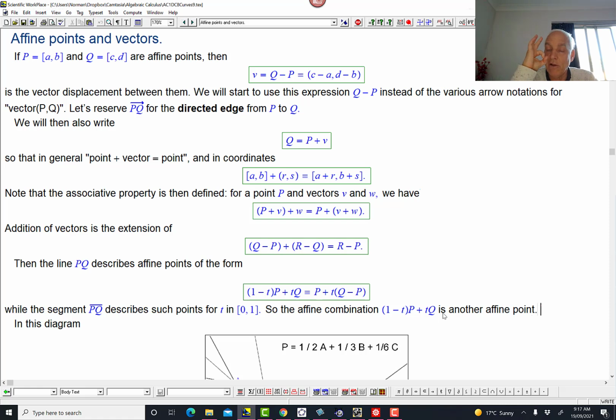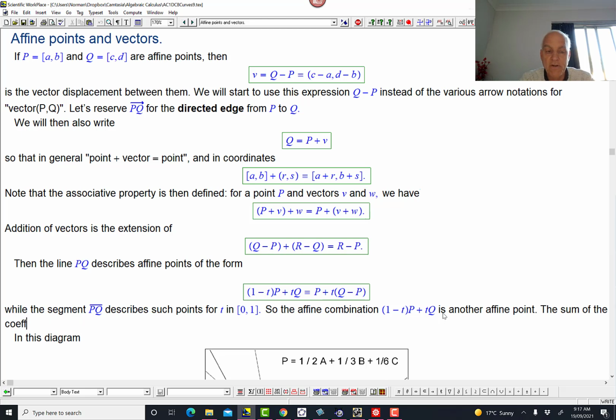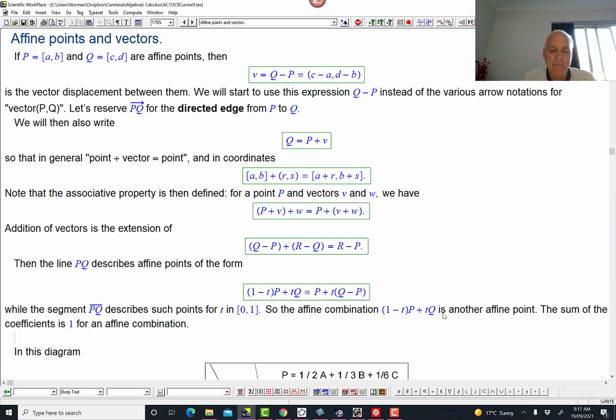And the crucial thing about the affine combination is that the sum of the coefficients is 1. The sum of the coefficients is 1 for an affine combination. How about a vector sum? However, we are allowed to take arbitrary linear combinations of vectors. And we get more vectors.